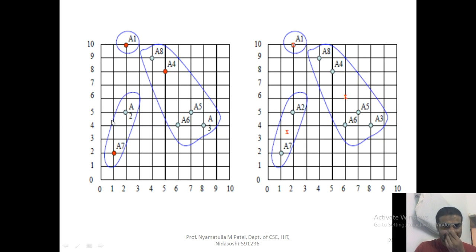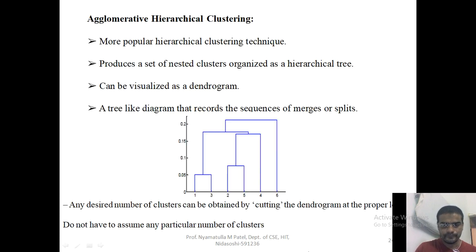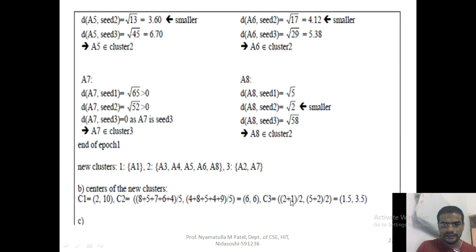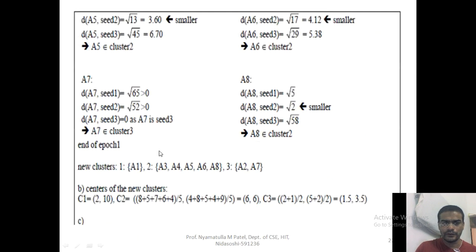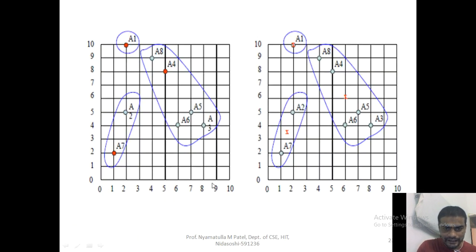Then take the second cluster. What is there in the second cluster? A3, A4, A5, A6 and A8. What is the value of A3? A3 is 8, 4.